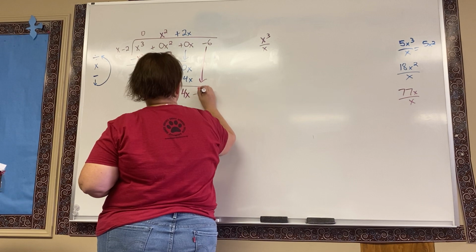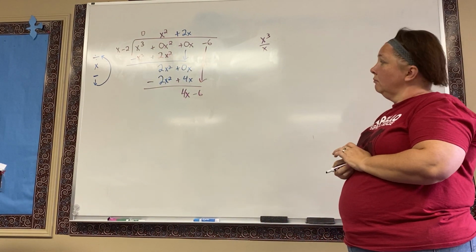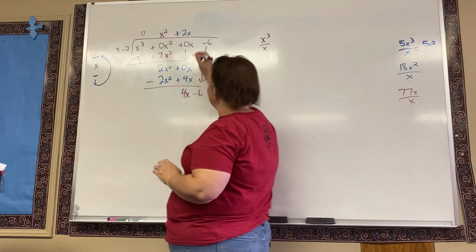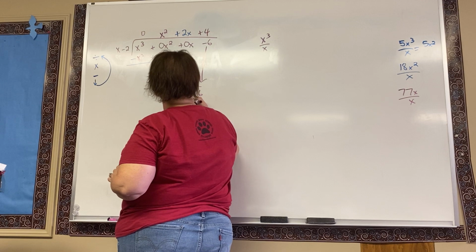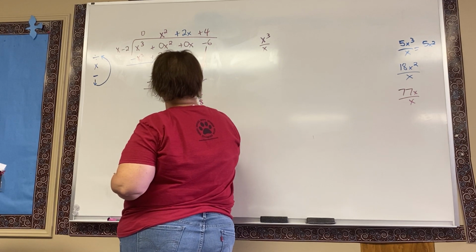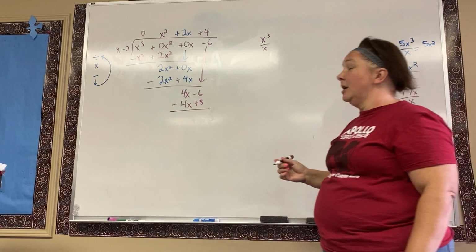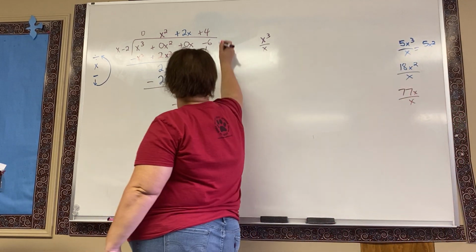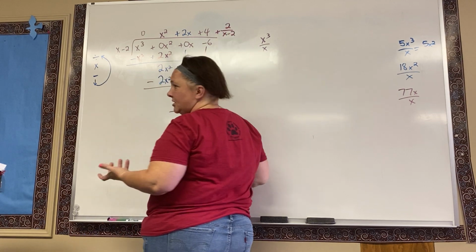Bring this down. And then I say, how many times can x go into 4x? And that's what? 4 times. Thank you. And that gives me 4x minus 8. Change the signs. And that gives me a 2. Where does the 2 go? Remainder.